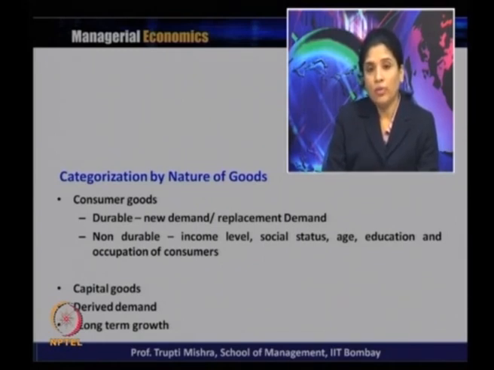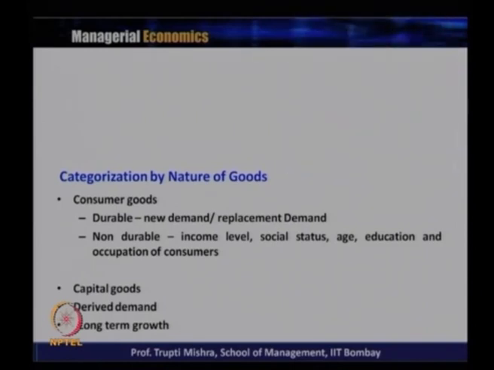So, for durable and non-durable consumer goods, the forecasting is different. For durable goods, the forecasting is mainly based on what new demand is going to come and what the replacement demand is, whereas in the case of non-durable goods, the demand changes due to all these factors, and the forecasting has to be done. When there is a change in income, the forecasting has to be done. What happens if the social status changes, the age changes, the education level changes, and also the occupation of the consumer.